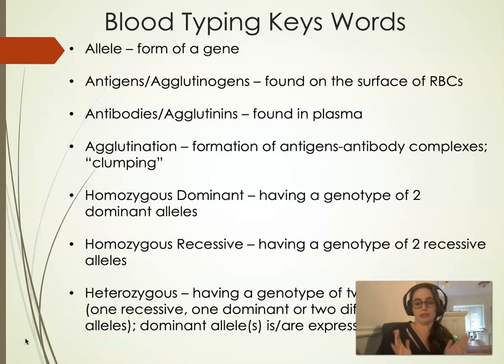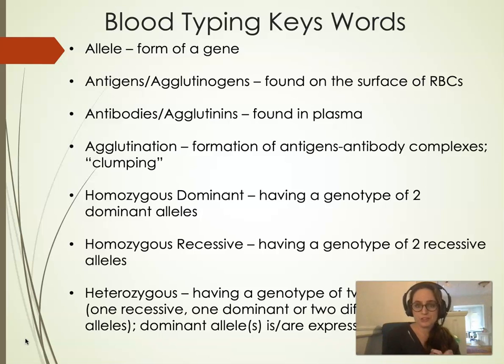This should all be review, but we'll go over a couple of things anyway. An allele is a different form of a gene, so you could have two copies of the same allele. You could have a dominant allele and a recessive allele. You could have two recessive alleles, so on and so forth.